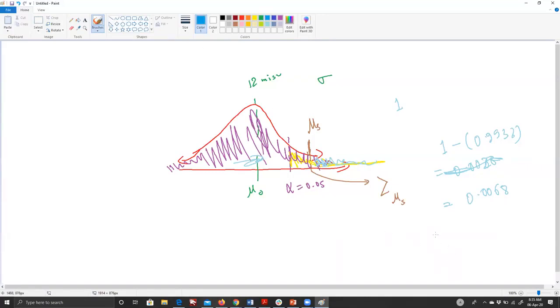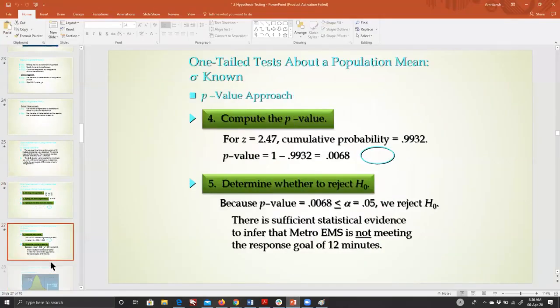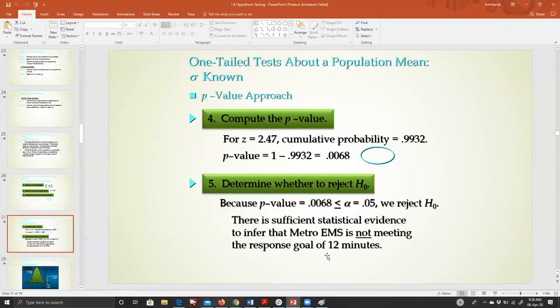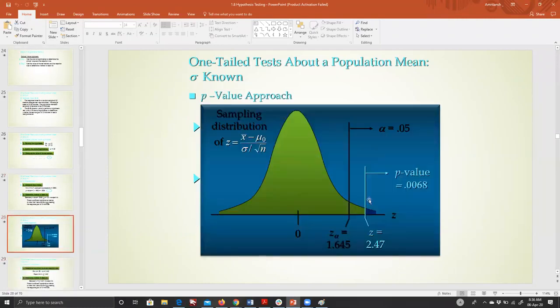Now, based on the rule, you will simply check whether it is less than or greater than alpha, and you get the p-value is less than alpha, and you reject H naught. Clear? Okay. And you can see whatever we are getting, so you can say there is sufficient statistical evidence to infer that Metro EMS is not meeting the response goal of 12 minutes. This is how it's looking.